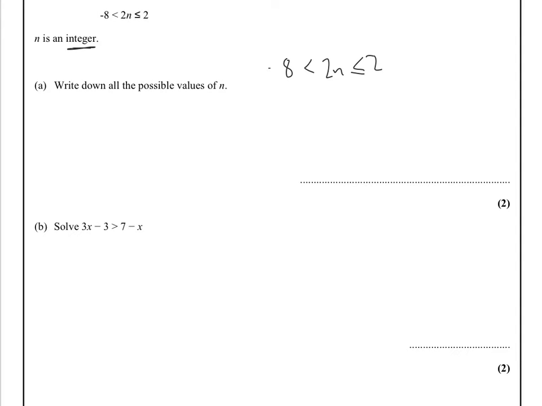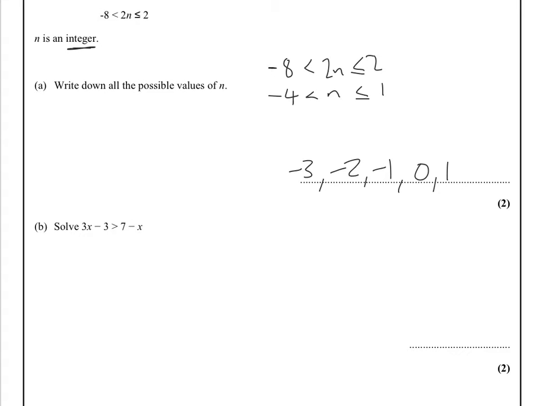So if we then divide the whole thing by 2, we're going to get -4 is less than n, which is less than or equal to 1. So now we just need to write all of the numbers that n could possibly be. n is an integer, so it's a whole number. It's not -4 because it's not included in this inequality. So the next number up is -3, -2, -1, 0, and 1 is also included because this is an inclusive inequality.